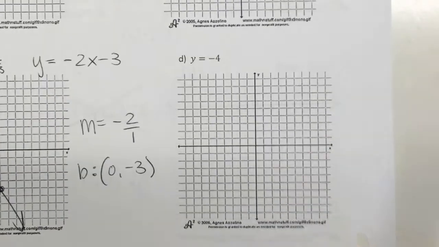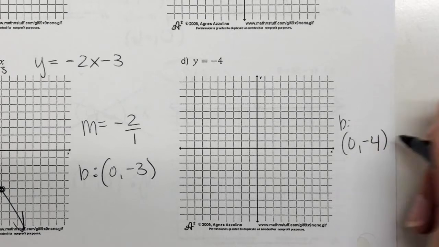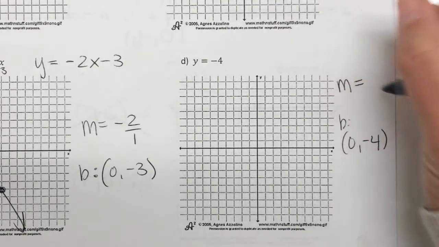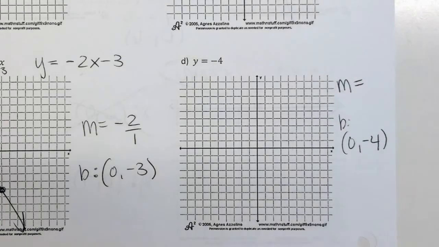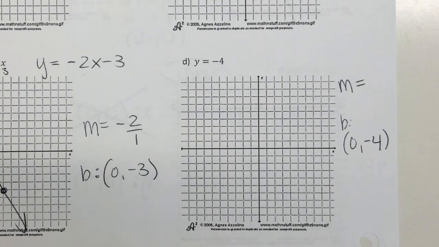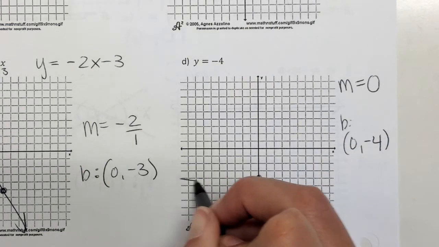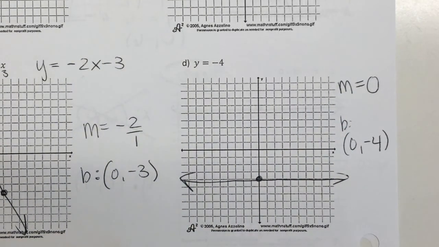Alright, Ransom, what'd you get for your y-intercept on this one? 0, -4. Alright, and Solomon, what'd you get for the slope on this one? There was none. So there is one, but it's what? 0. Good. So what kind of line is this? Very good. That is correct. M equals 0. If I asked you to list the slope, and you didn't list one.